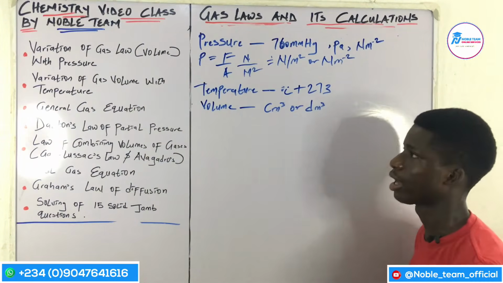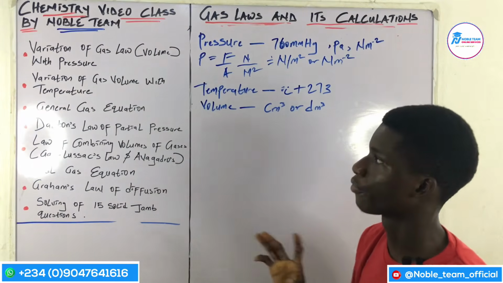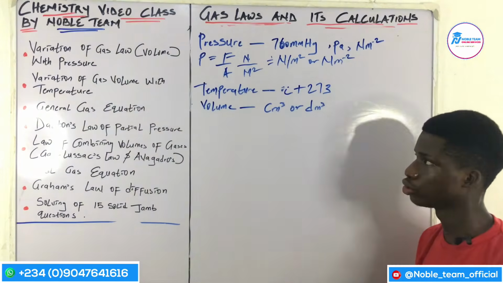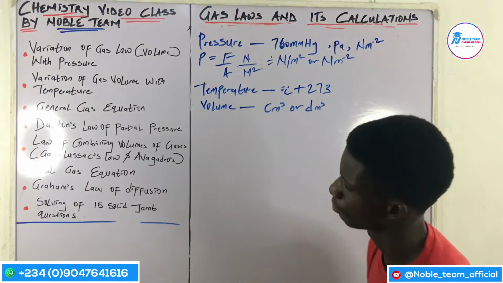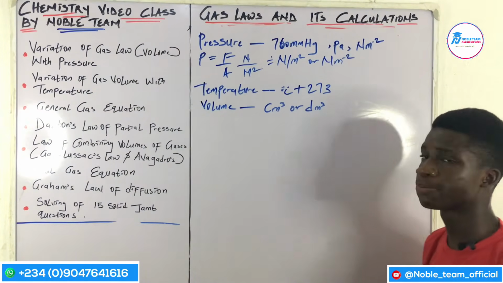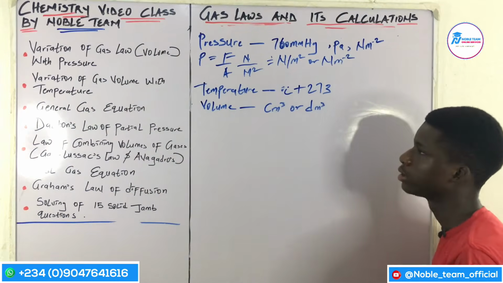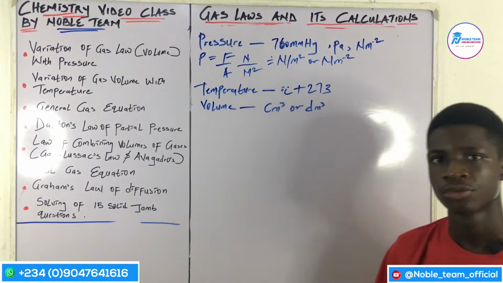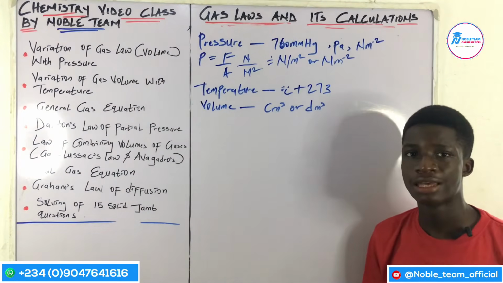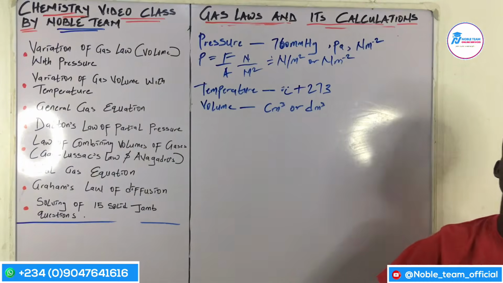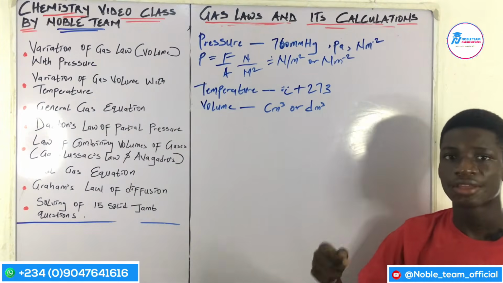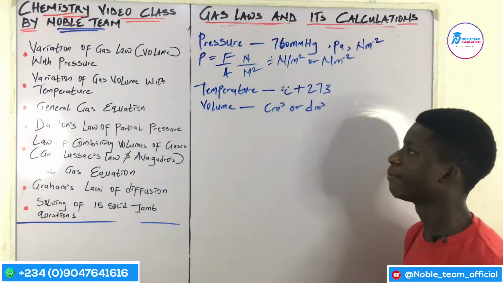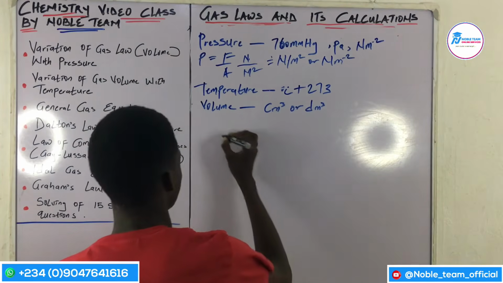Now, the next point, which is the fresh topic, is variation of gas volume with pressure. Once we talk about this pressure, we are talking about Boyle's law. What is Boyle's law? Boyle's law states that the volume of a fixed mass of a gas is inversely proportional to the pressure at constant temperature. This is what the law is trying to explain.